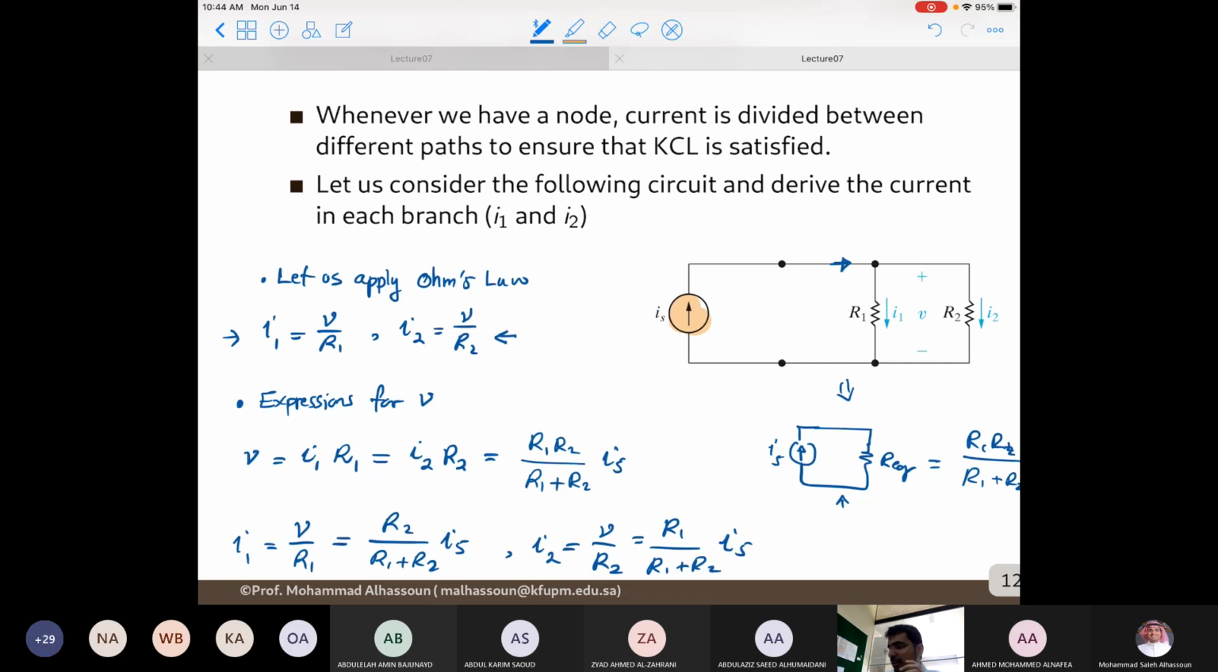This makes a lot of sense, because if R2 is high compared to R1, you would expect that more current is going to flow in R1. So that's why you have the opposite. The current that's going to flow through the resistor that we are interested in depends on whether the other resistor is bigger or smaller than our resistor.